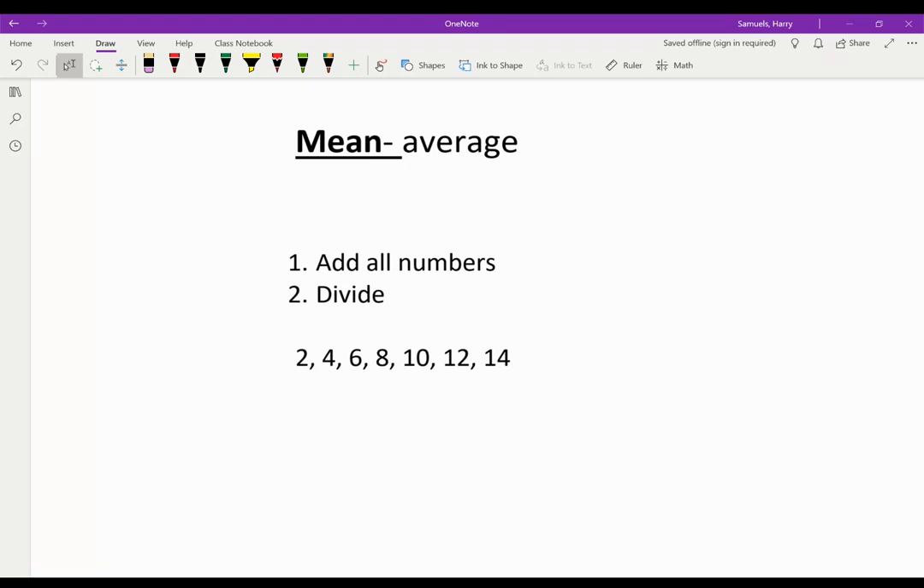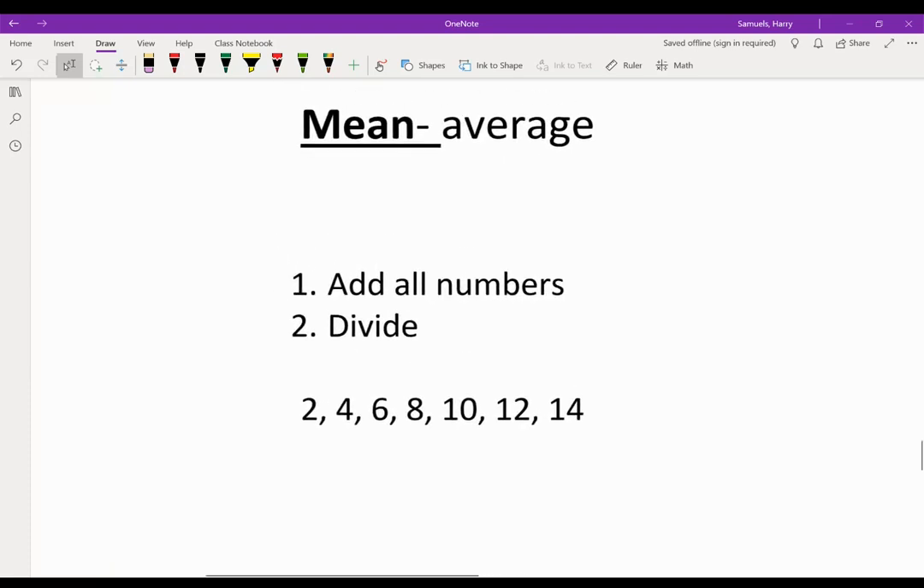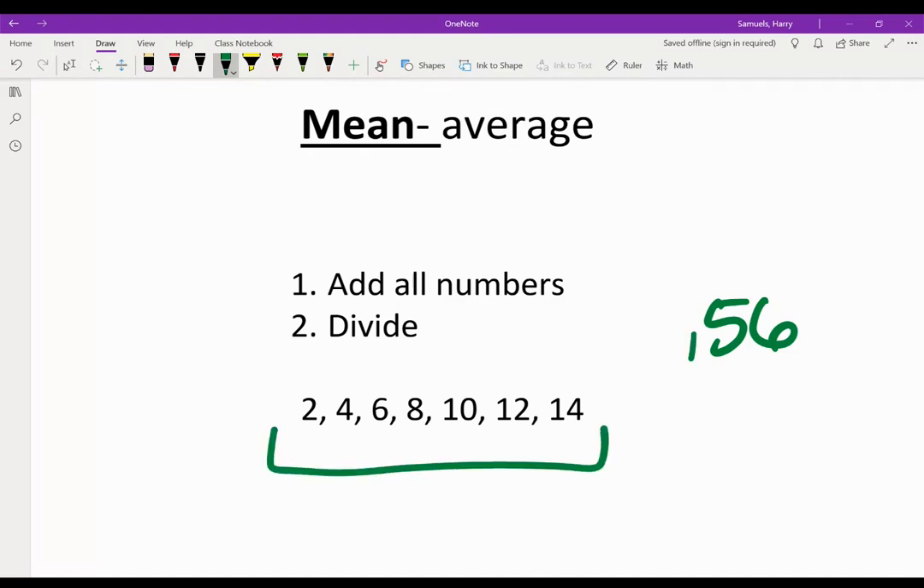You guys ask me about your average in my class all the time, and let me tell you how I find it. I add up all of your grades, and then I divide by how many assignments we've turned in. For example, to find the average of these numbers, 2, 4, 6, 8, 10, 12, 14, add them all up. That gives us 56. And then divide by 7, because there are 7 numbers here. In this case, the average for these numbers is 8.